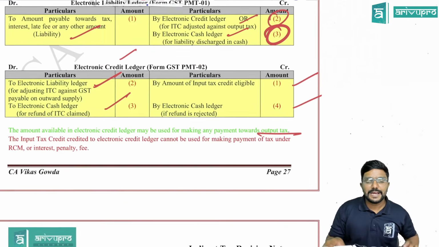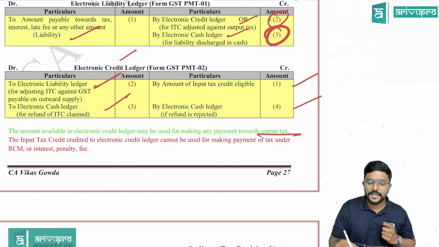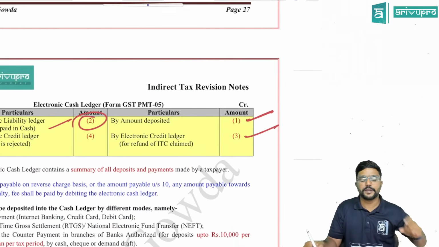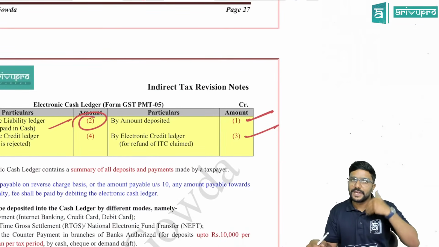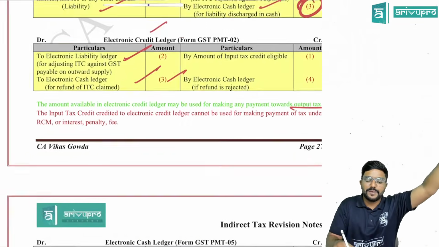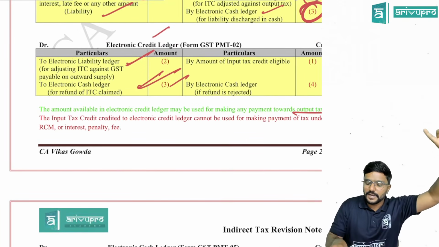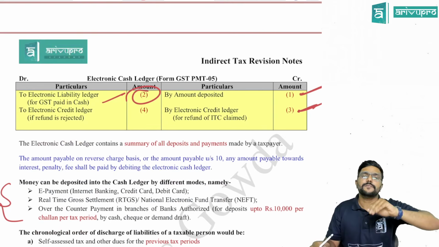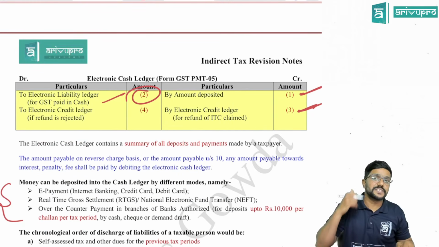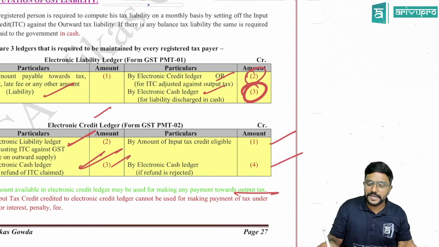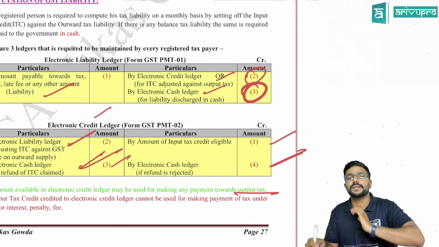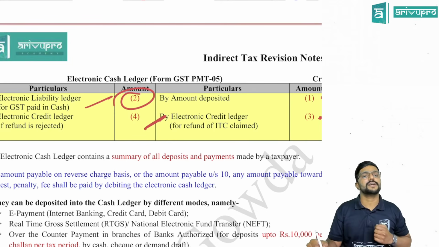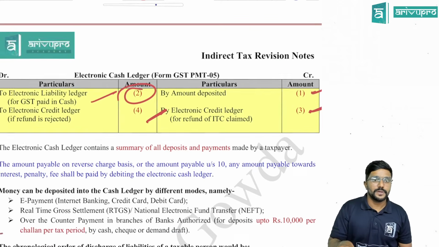Then when a person has an excess unutilized credit, he would apply for a refund. If the refund is processed, it will be credited to the cash ledger only. So whenever I apply for it, immediately I will record it on the debit side of the credit ledger and on the credit side of the cash ledger. If it is processed, well and good. But if it is rejected, immediately I have to recredit that amount into the electronic credit ledger and redebit it from the electronic cash ledger.